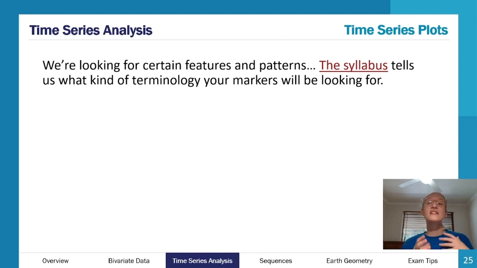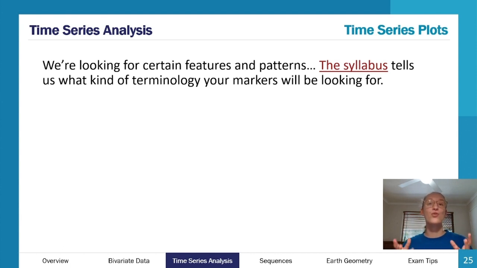And so when we're actually discussing time series plots, when we were discussing, what was it? Scatter plots. We talked about the nature, the direction, the strength, the form, the outliers. That was the language we were using. But we kind of switch gears a little bit when we're talking about time series plots. There's slightly different language and features and patterns that we actually look at.